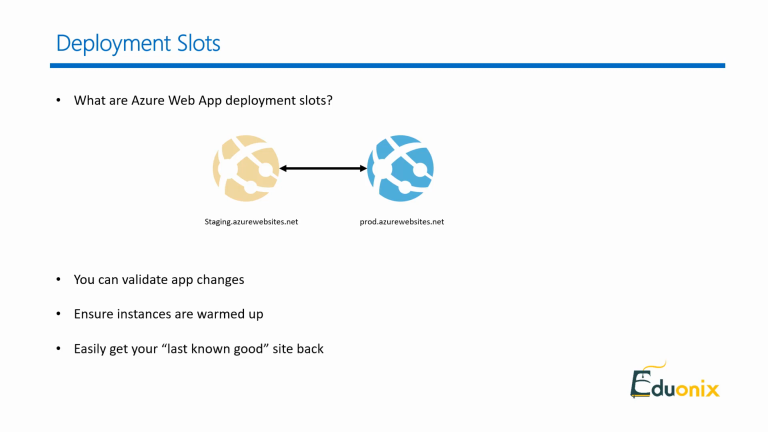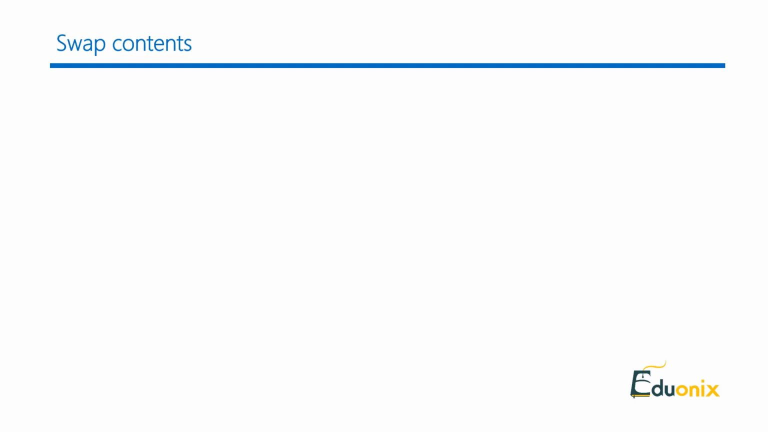After a swap, the slot with a previously staged app now has the previous production app. If for some reason you do not like the changes that have been made, you can always perform the same swap step immediately to get your last known good site back.